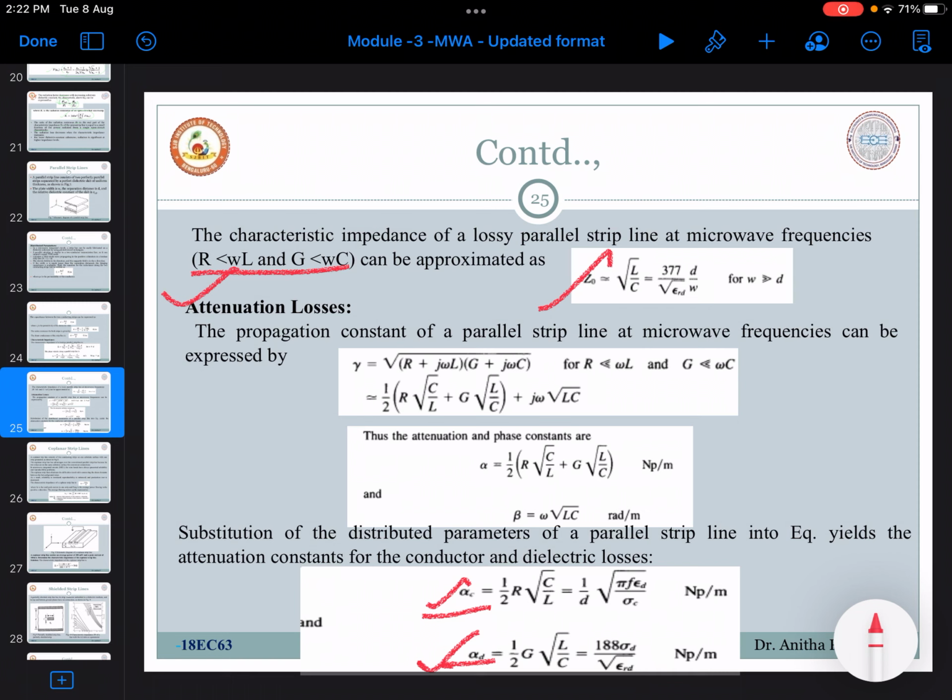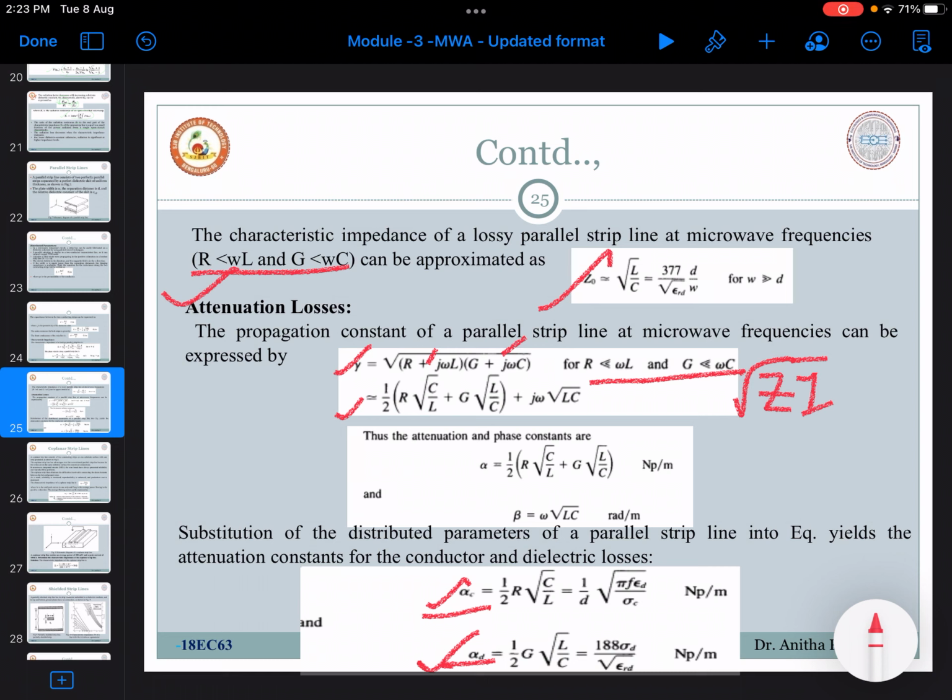So how can we evaluate this? It means from the propagation constant. From the propagation constant of a parallel strip line or a 2-wire parallel transmission line, as we know, gamma is square root of Z into Y. Z is R plus J omega L, Y is G plus J omega C. By considering this condition, you can represent gamma as this.